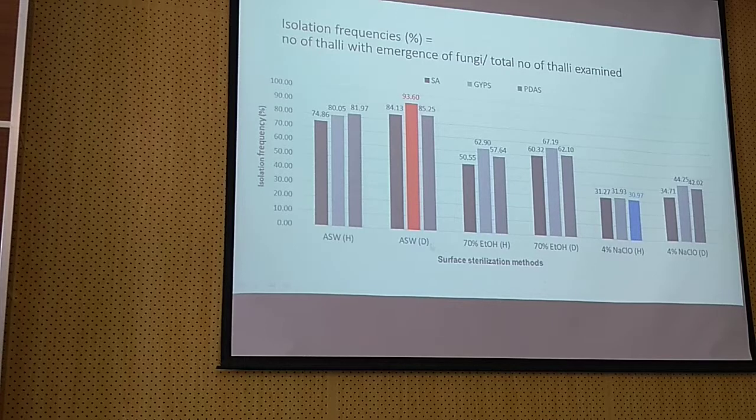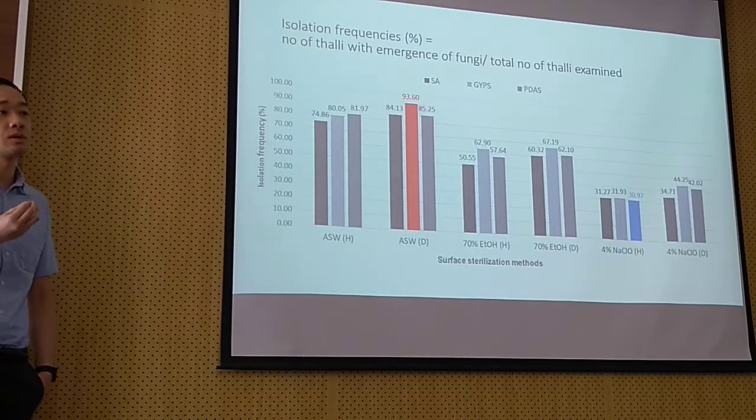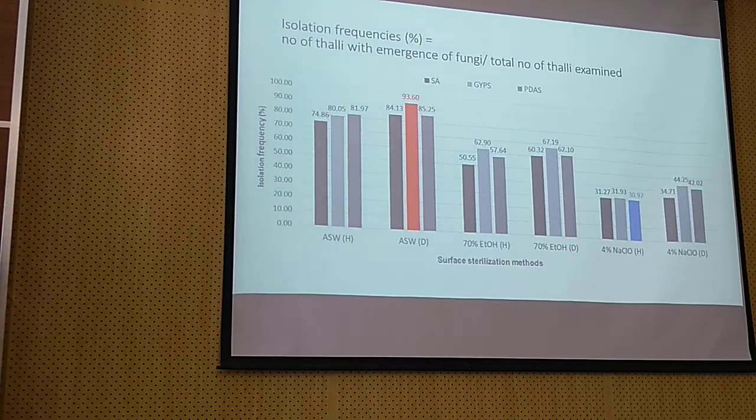Now, when you look at another way, you look at the media, which is these 3 bars. You can see that the GYP, which is the glucose media, has a higher number of fungi growing out. The reason why is glucose is a very easily used carbon source. So the fungi like glucose, so they grow quickly, and then you get a higher diversity.